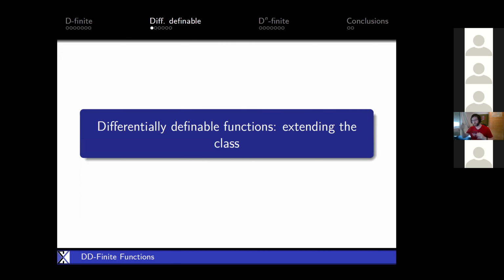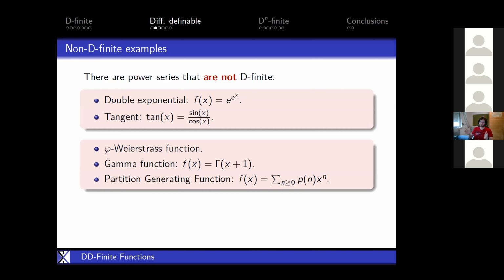The topic is an extension of this class of functions called DD-finite, and in particular, something more general that will be differentially definable functions. As I was mentioning, we have plenty of examples that are D-finite, but there are some functions that are not D-finite, for which there is no linear differential equation with polynomial coefficients. For example, we see here the double exponential, which is quite a straightforward extension of the previous functions, is not D-finite. Also the tangent, which is just the quotient of two D-finite functions, is not D-finite. And we have other examples that are not D-finite, like the Weierstrass p-function, the gamma function, or the generating function for the partition sequence.